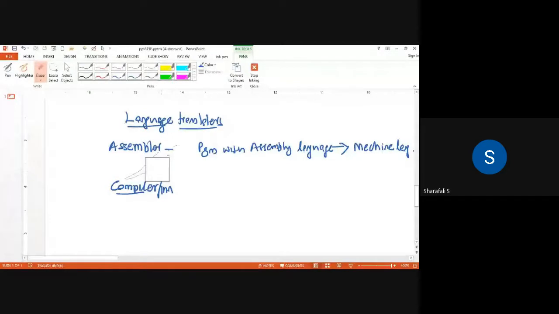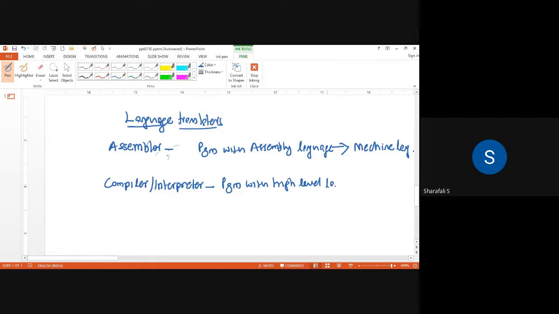So let me just erase this. It's taking more time. Okay. So let us consider the compiler or interpreter. These two we will use when you have a program written in a high level language to convert into machine language.